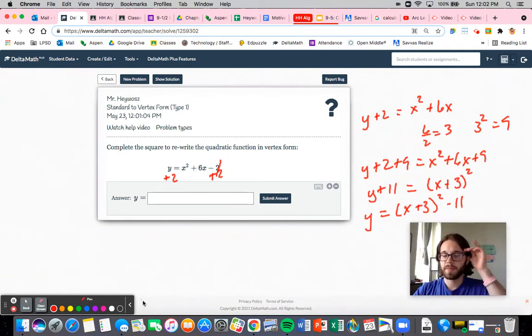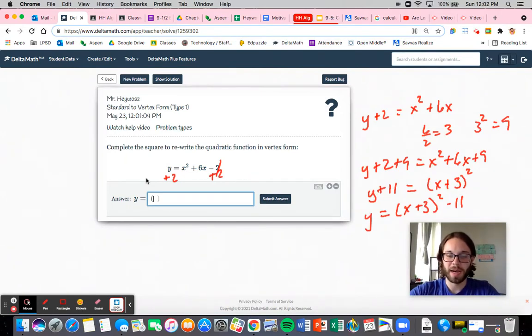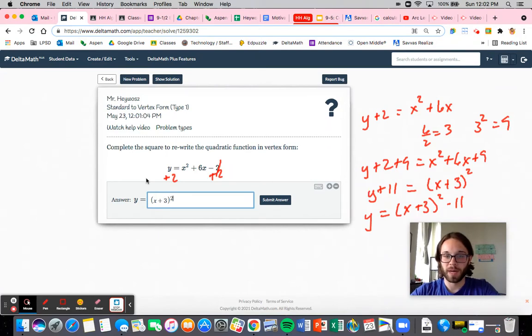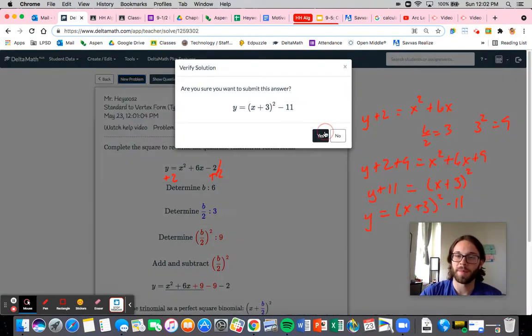And there you have it. This is vertex form, right? Where -3, -11 is my vertex. So it looks like it's going to be more complicated than it actually is, but really you're just coming down to completing the square, all right? And that's a skill that we're going to be working on throughout this whole time.